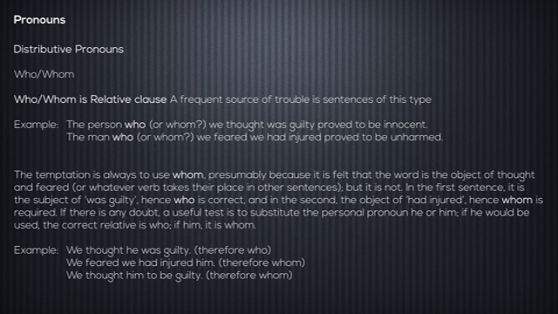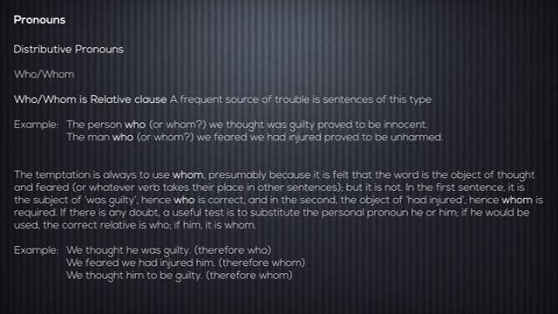Who or whom. Who or whom in a relative clause. A frequent source of trouble is sentences of this type. For example, the person who we thought was guilty proved to be innocent. The man who we feared we had injured proved to be unharmed.